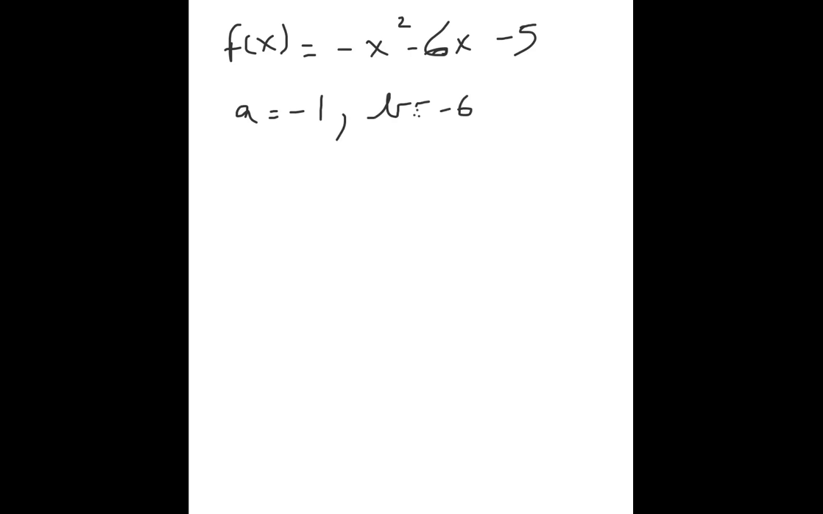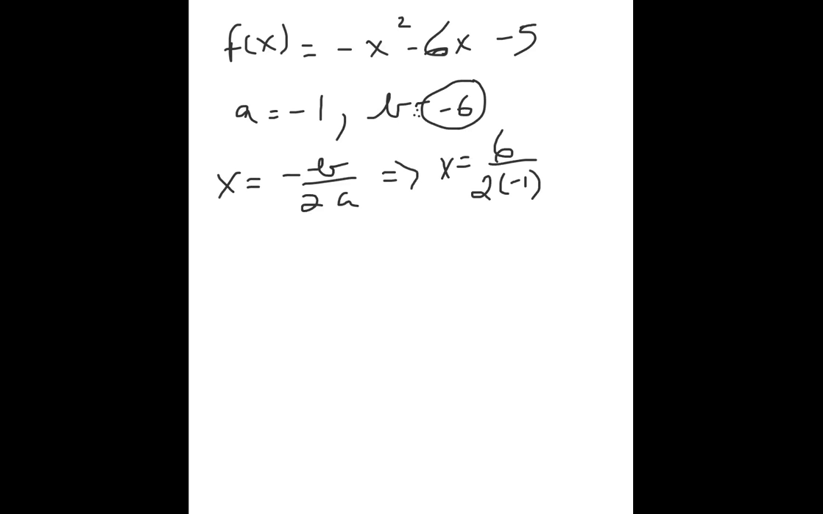So now we're going to go ahead and go into the formula. x equals the opposite of b over 2 times a. So this one's going to be x equals 6, because that was a negative, it becomes a positive, the opposite of it, over 2 times a. a is negative 1. So you get 6 divided by negative 2. And 6 divided by negative 2 gives you negative 3. So this is the x value of the vertex, guys.